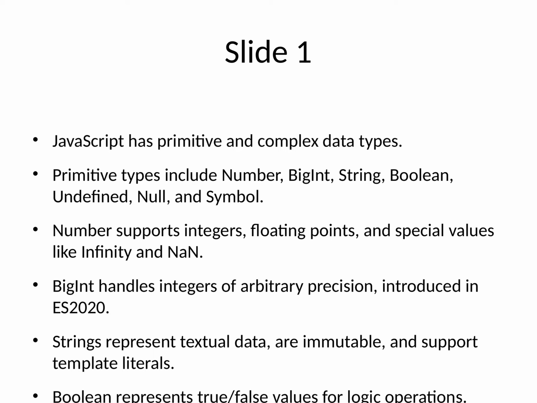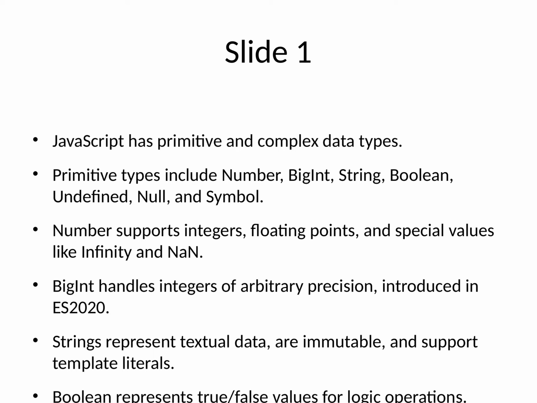The Boolean type represents logical entities with two possible values, true or false. These are commonly used in conditional statements and logical operations. For example, let isActive = true. Undefined is a type that represents a variable that has been declared but not assigned a value.